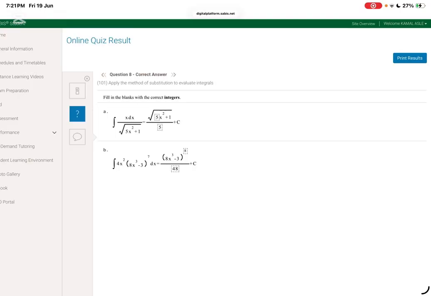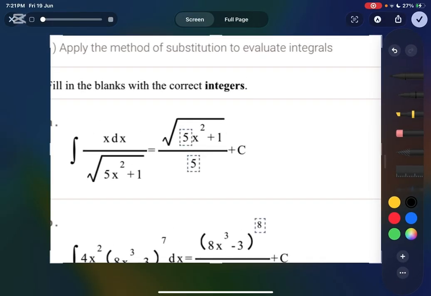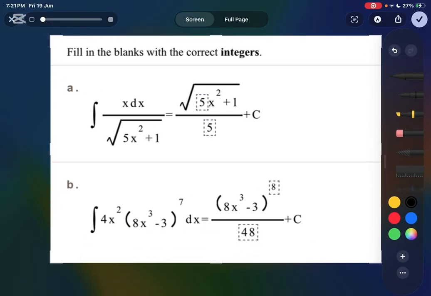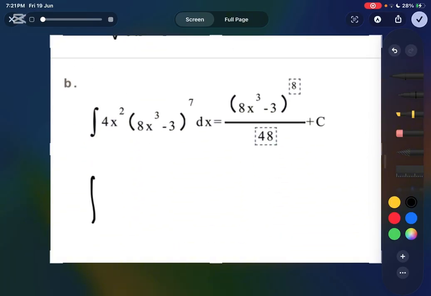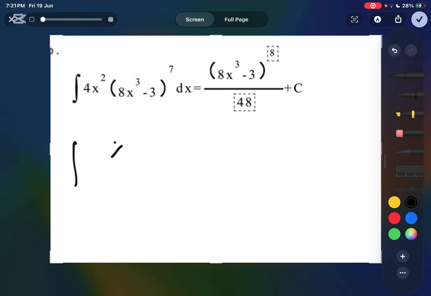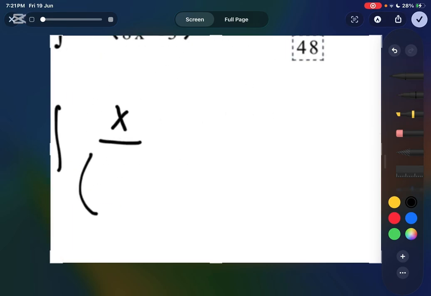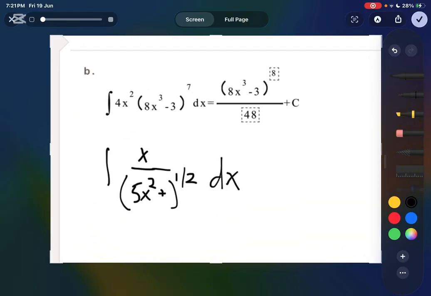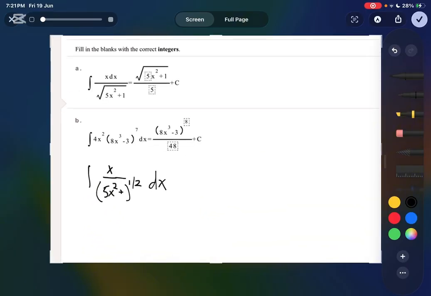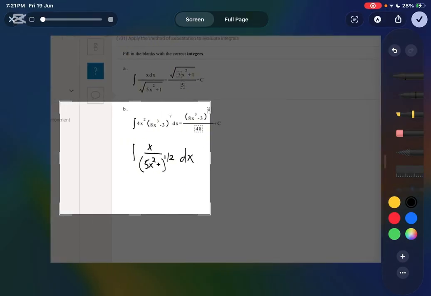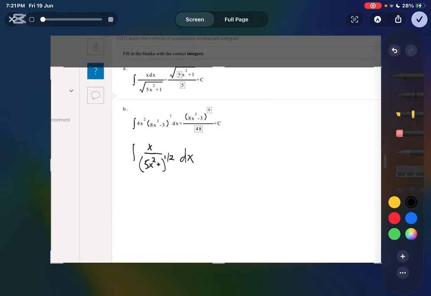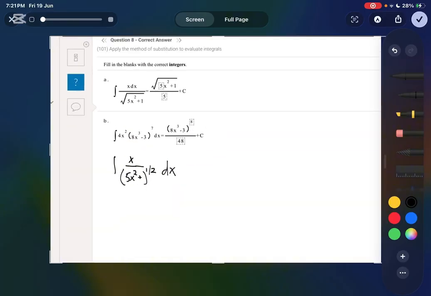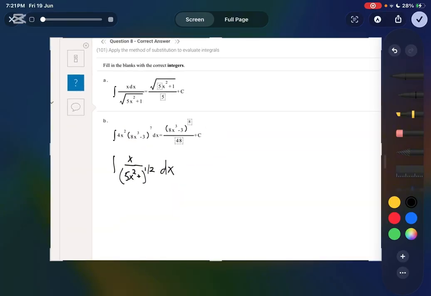Okay, question number 8. Here they gave us the integral of x over... for part A, it's basically the same thing as x over (5x squared plus 1) to the power of 1 over 2, times dx. So what you can do is apply the method of substitution.